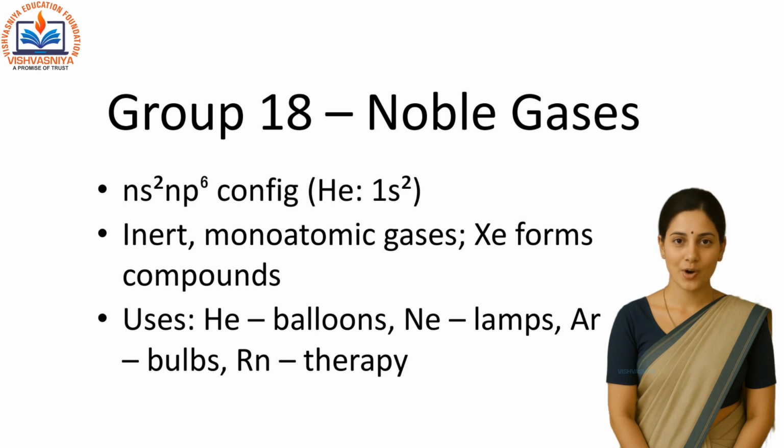Group 18, noble gases. Configuration: ns^2 np^6, He is 1s^2. Inert, monoatomic gases. Xenon forms compounds like XePtF6. Used in lights, balloons, and medical therapy.